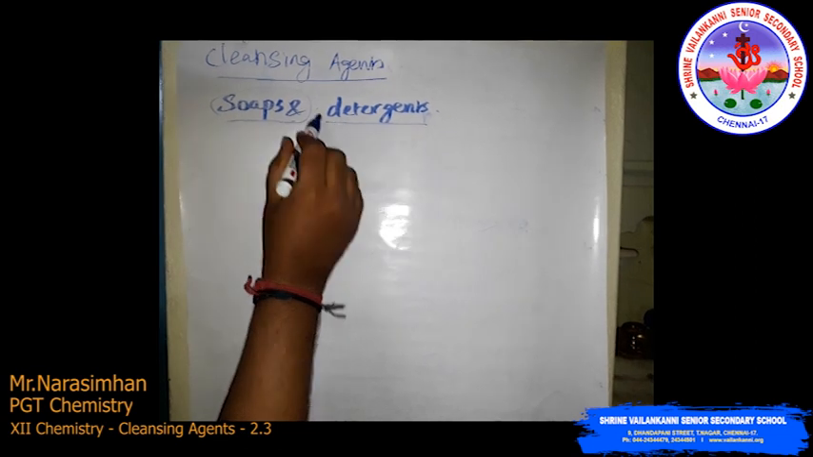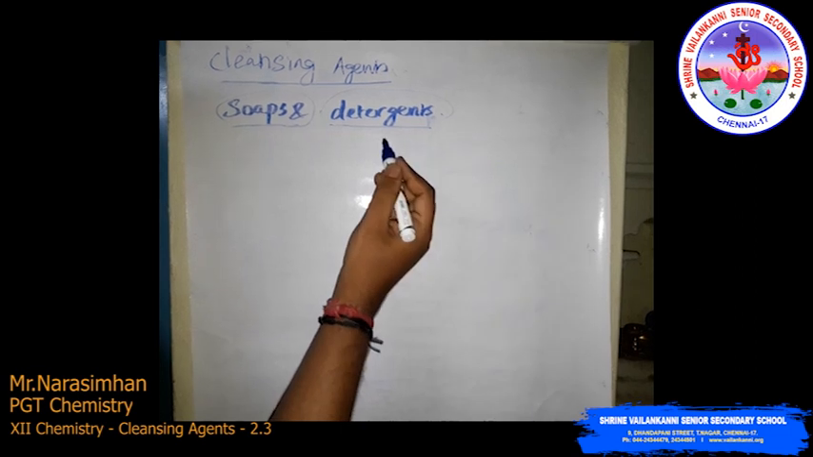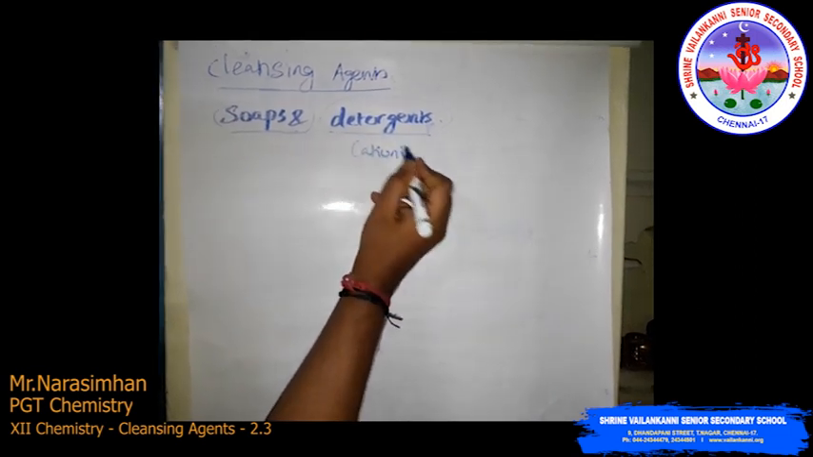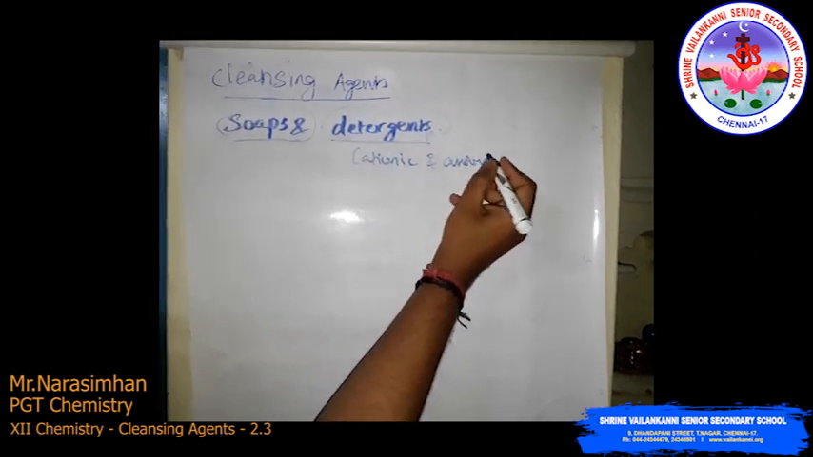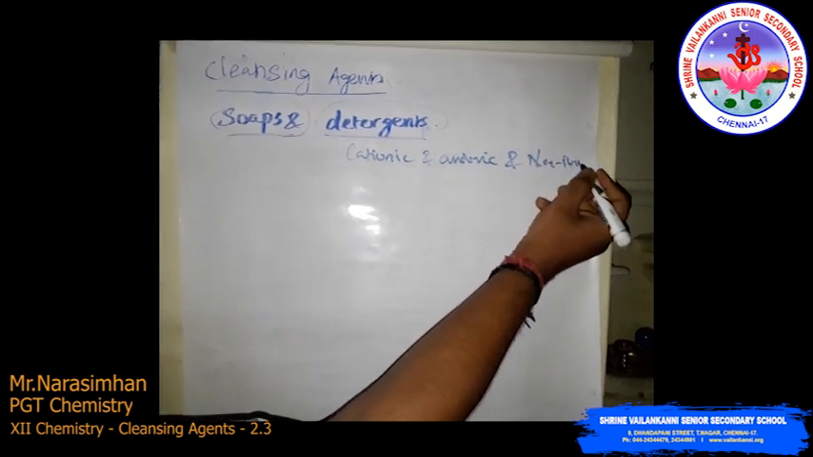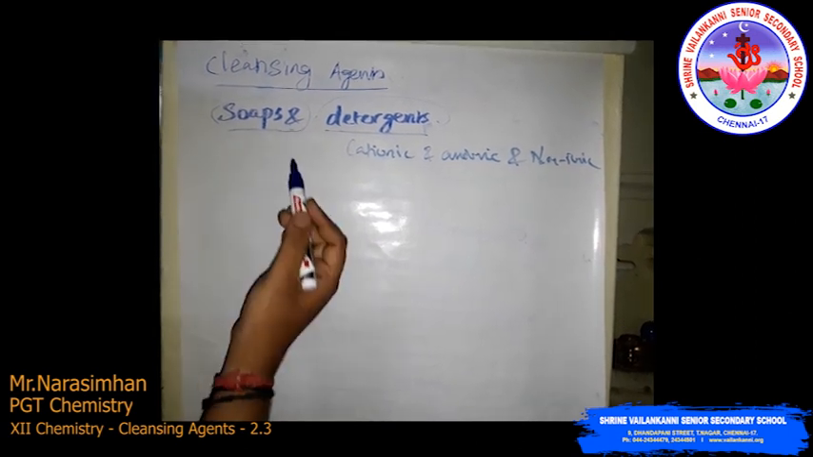The detergents are further classified into three types: cationic, anionic, and non-ionic. We will discuss this later. First we will discuss the soaps.